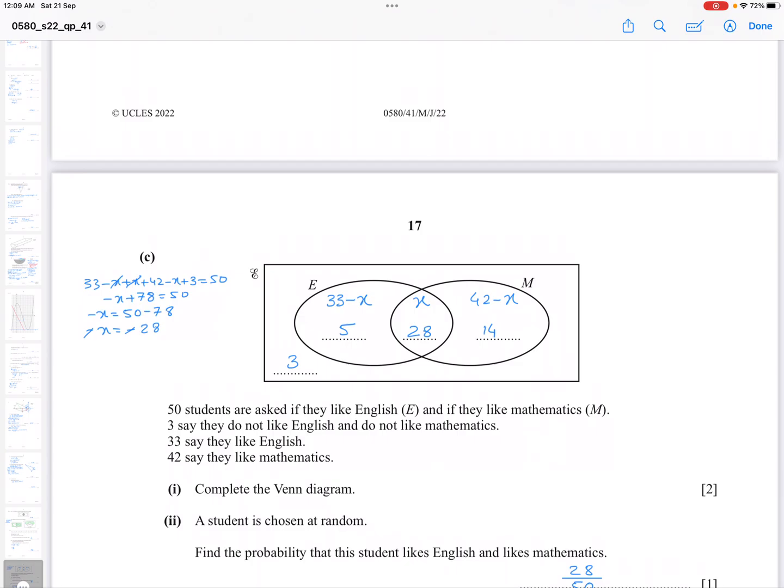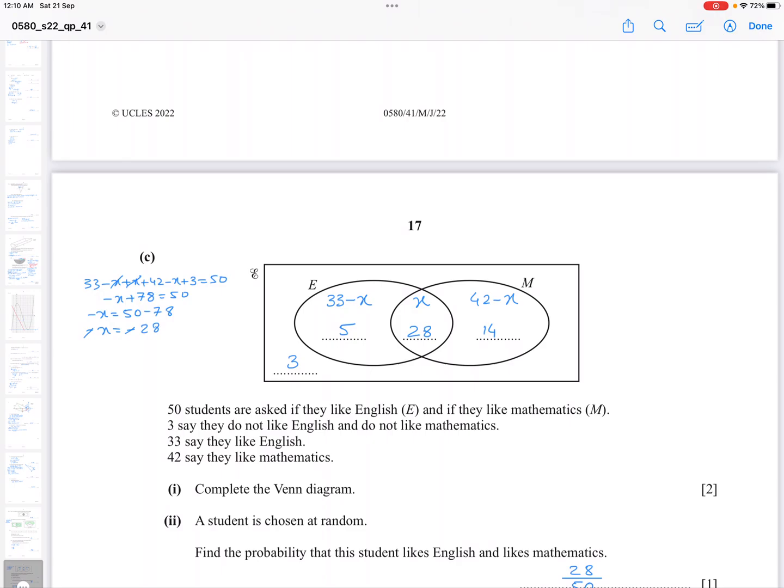So on the left side of E, you write 33 minus X, and on the right side, you write 42 minus X. So you solve them. So 33 minus X plus 42 minus X plus 3, which is outside of these two circles, and the whole is equal to 50. Solve it for X here, so you get X is equal to 28, so you write 28 in the middle. So 33 minus X means 33 minus 28, you get 5.